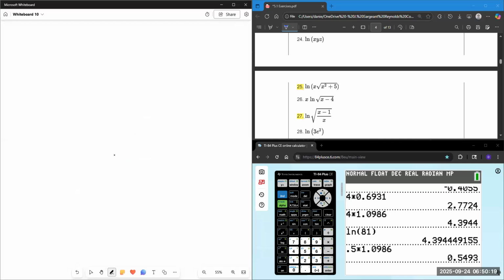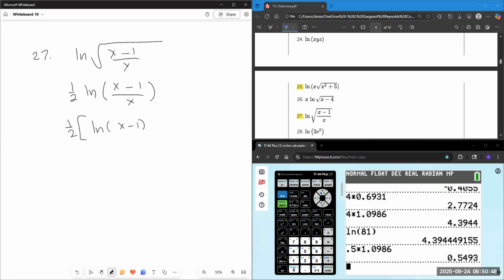27 says ln of big square root, x minus 1 over x, like so. So the biggest thing going on the outside is that 1/2 power, so I'll take care of that first. And then on the inside of that, we're going to have ln of x minus 1 minus ln of x from that division. And I'll go ahead and distribute that 1/2 over the parentheses, like so.